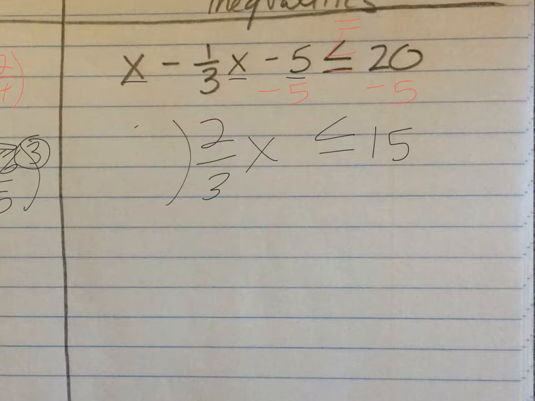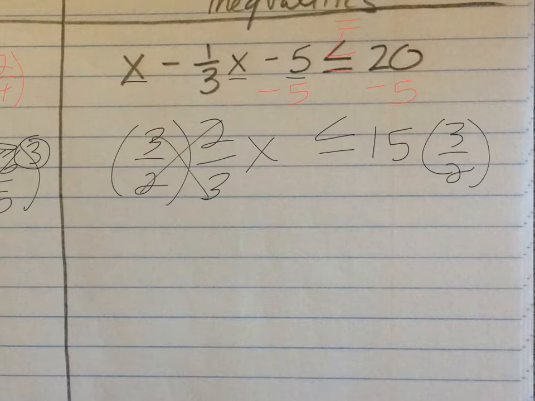Now we need to use the multiplicative inverse on both sides of the inequality. These cancel out, x. Keep our sign, and on this side, because we're multiplying, we don't need common denominators. It doesn't look like I can cross-cancel anything too easily. So 15 times 3, that's going to give me 45, and my 2 stays as the denominator.